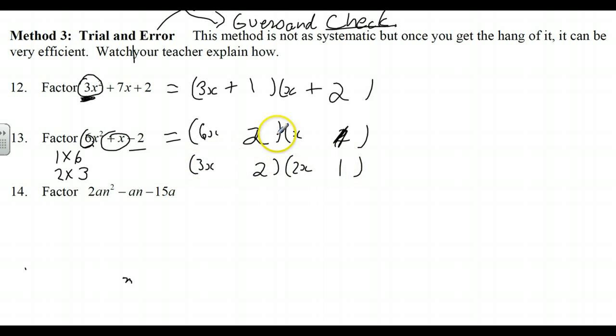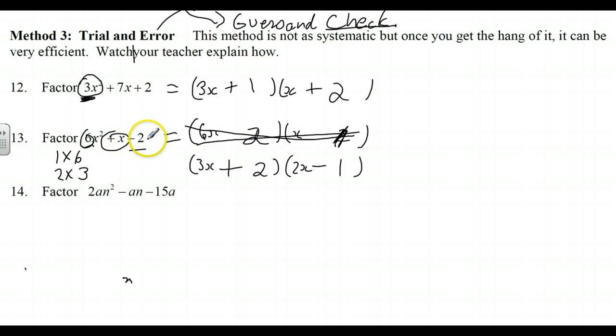So 6x squared minus 3x plus 4x is plus 1x minus 2. So it's going to be a 3x and a 2x. To get the 6x squared again, it's 3x times 2x, which will give me 6x squared. To get the minus 2, it's 2 times negative 1 gives me the minus 2. And then what I need to watch for is, what are my middle terms going to be? In this case, minus 3 plus 4, which gives me the plus 1.